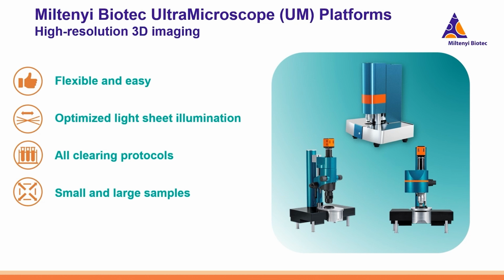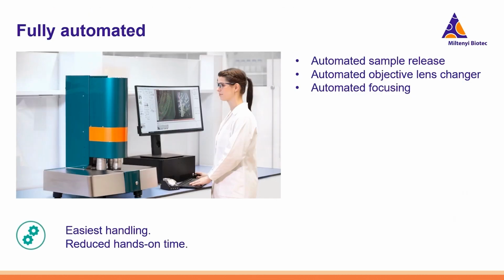And they can accommodate both small samples like organoids of only a couple millimeters or larger samples like an entire mouse brain. And with the newest member of the ultramicroscope family, the Blaze, you can image samples as large as an entire adult mouse. I will now continue to focus on the Blaze, and I really want to highlight some innovative features that have been incorporated into this specific UM model.